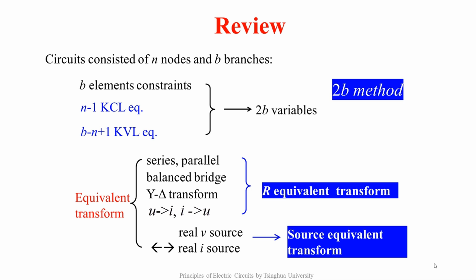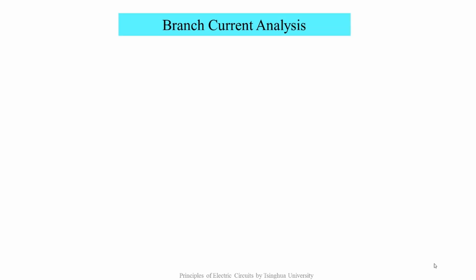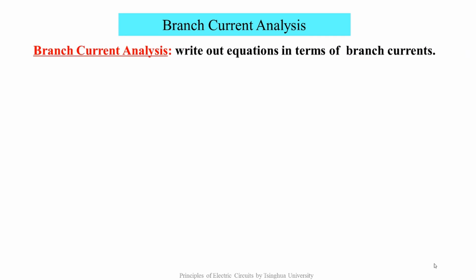So we now begin to learn some systematic approaches for solving complex circuits. For any circuit, we can use these methods to list a set of equations directly according to certain rules. Solving these equations, we can get all the voltages and currents of each branch in the circuit. We firstly introduce the branch current analysis. The so-called branch current analysis is a method that writes equations in terms of the branch currents.